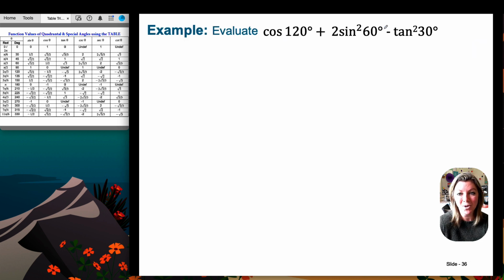In this example, we're asked to evaluate cosine of 120 degrees plus twice sine squared of 60 degrees less tangent squared of 30 degrees. When our task is to evaluate an expression like this, I personally like to turn my expression into a blank template. It would look like this.